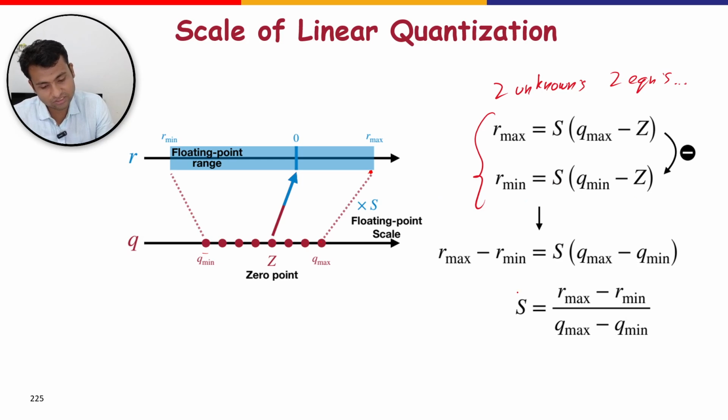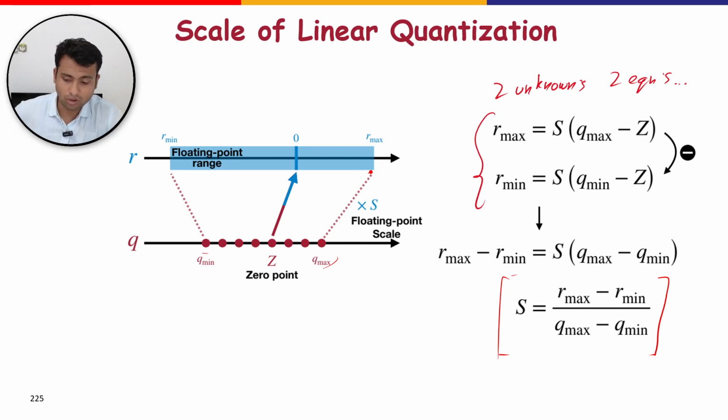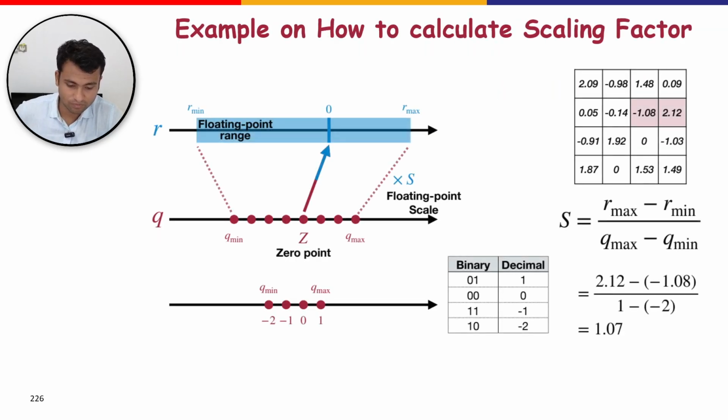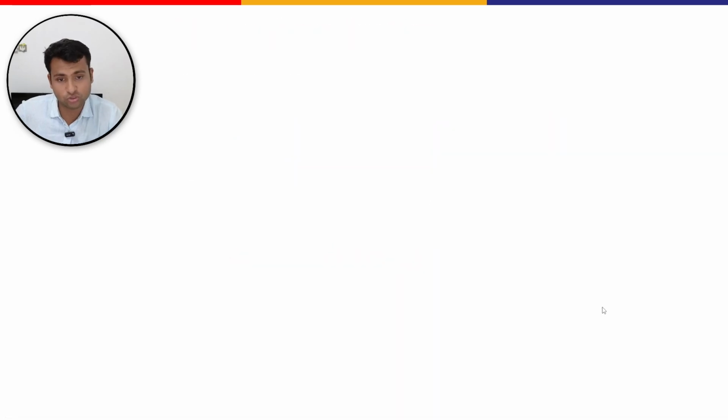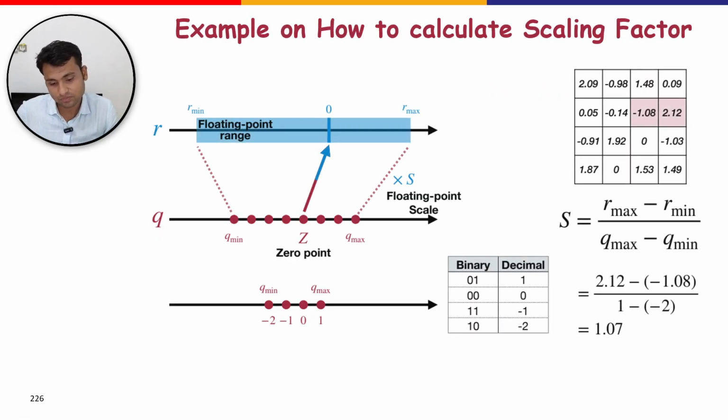If we subtract these two, you can quickly get the scaling factor: rmax minus rmin upon Qmax minus Qmin. Qmax and Qmin you already know, because this is your design choice, depending on what bit quantization you want. It's there in the last slide as well: Qmax and Qmin depend on your choice of bit width. And rmax and rmin you can simply get by observing the weight matrix. So 2.12 minus 1.08 you can see here. If you just put it into this formula, you will get the scaling factor.